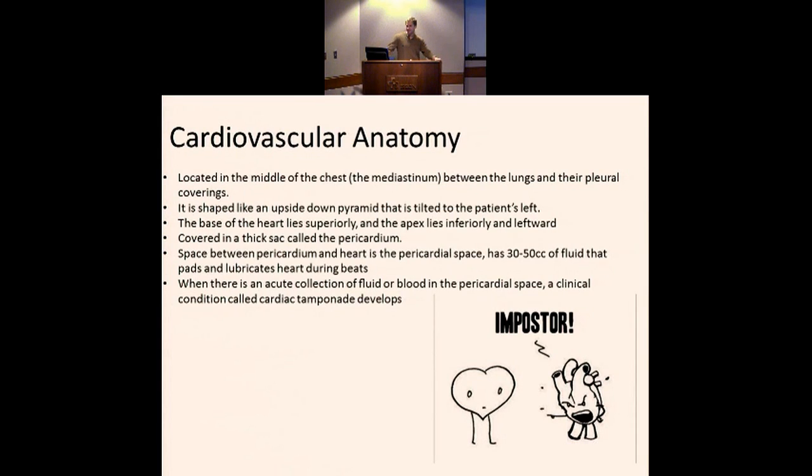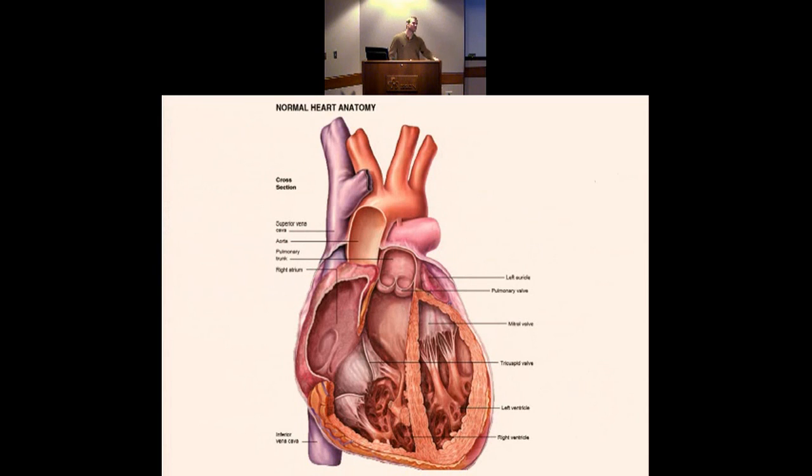It's covered in a thick pericardial sac. I don't think you need to know the 30 to 50 cc's of fluid, but that fluid is there to cushion your heart when it's moving around. If there is extra blood in that area, say there's a bleed from your heart, that's when you can get tamponade, a life-threatening condition. I'll try to say things that will refresh us to what we actually deal with in the clinical arena.